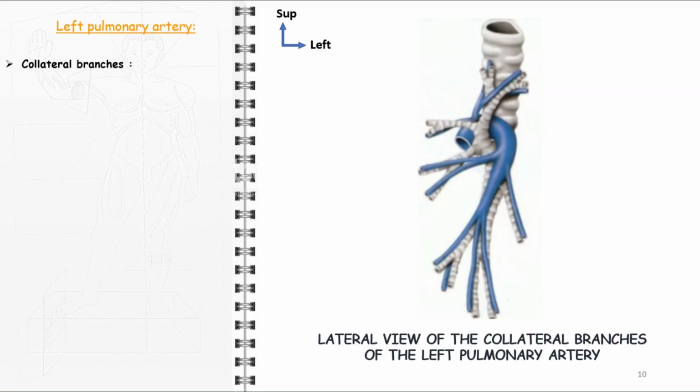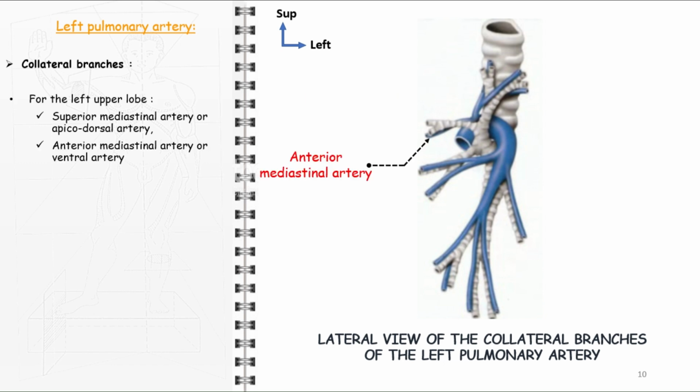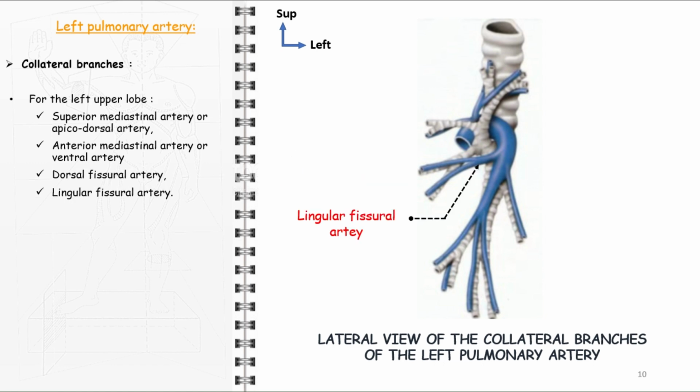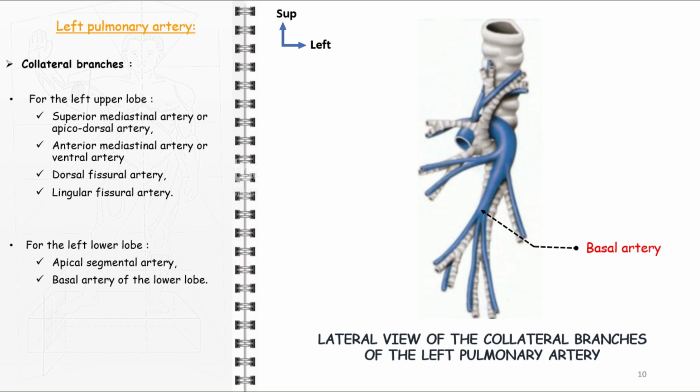The left pulmonary artery gives the following branches during its course. For the left upper lobe, the superior mediastinal artery or apicodorsal artery, the anterior mediastinal artery or ventral artery, the dorsal fissural artery, and the lingular fissural artery. For the left lower lobe, the left pulmonary artery gives the apical segmental artery for the lower lobe, and the basal artery, branching to supply each segment of the basal pyramid.